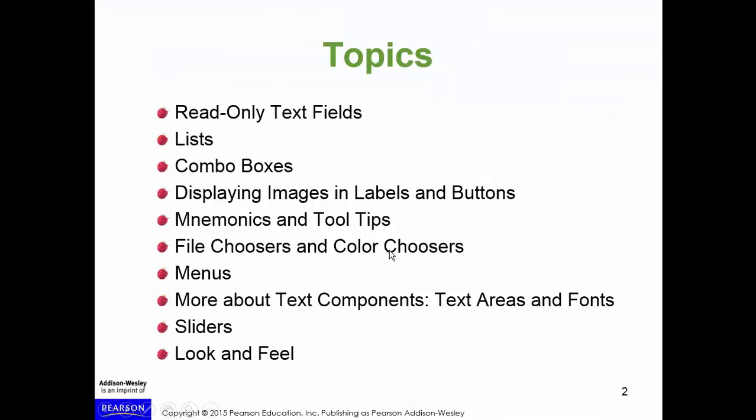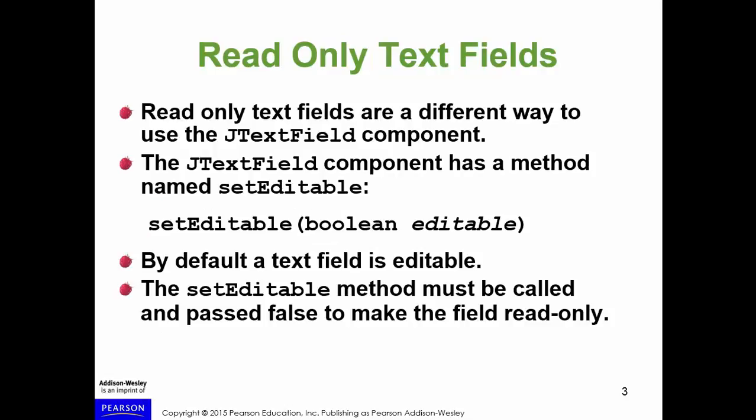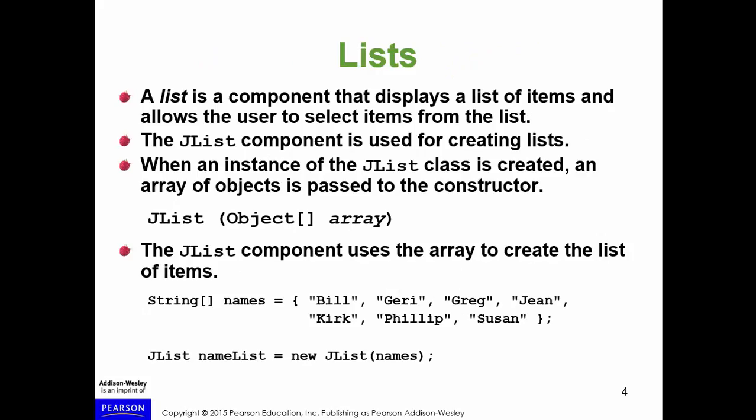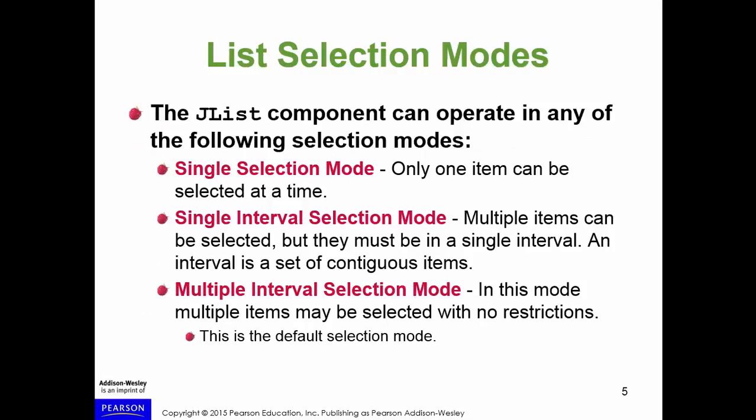So, this chapter is basically all on GUI components: text fields, lists, combo boxes, labels, buttons, mnemonics, tooltips, menus, etc. If you create yourself a text field, which remember is like a text box, it has a setEditable property, which is a Boolean. If you set it to false, that makes your text field a read-only text field if you want to do that.